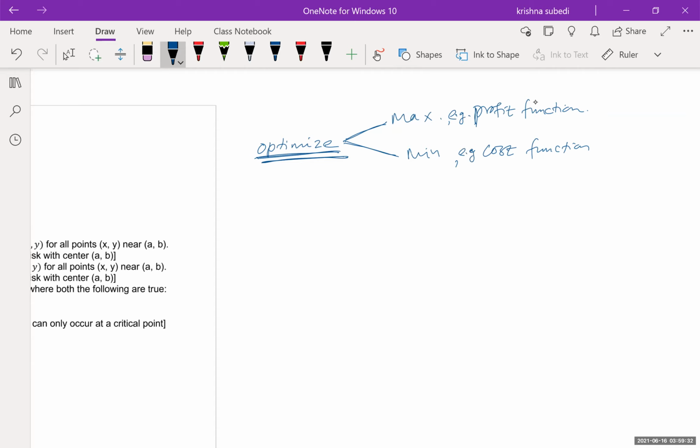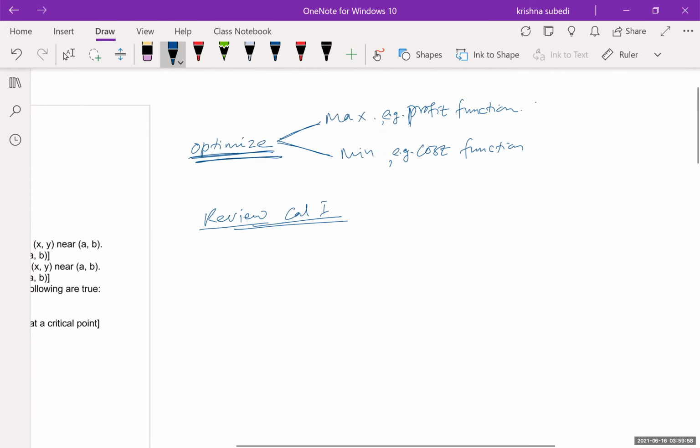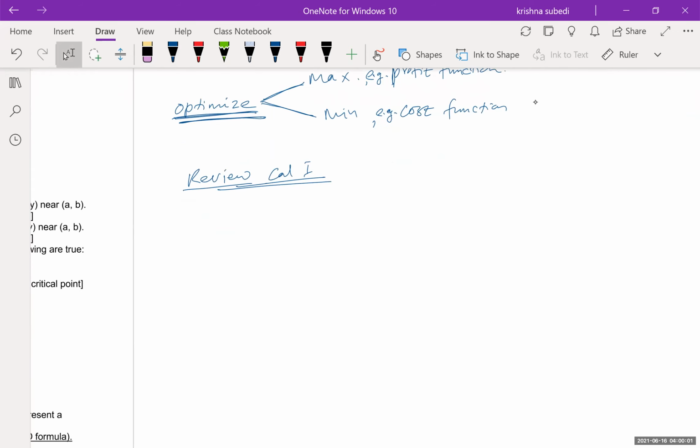Now, before we jump into how to find the relative maxima and minima for a function of two or more variables, I want to take you to calculus 1 just for 1 minute, if you don't mind. Let us quickly review calculus 1. Let's say you are given a function f of x equals x squared minus 2x, for example.